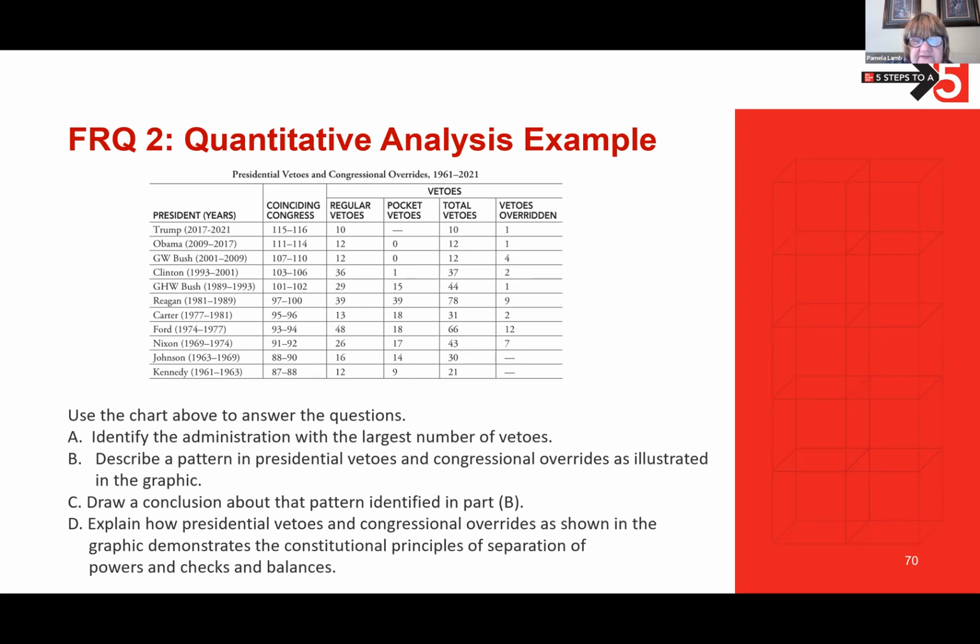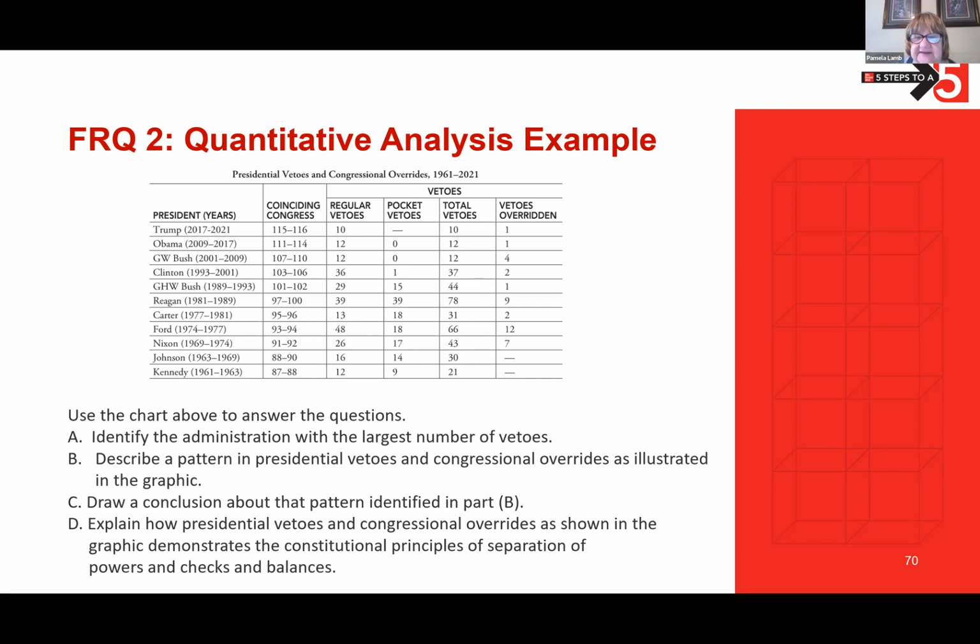I think you could have made a case for the fact that Congress overrides presidential vetoes a small percentage of the time. That could have been an acceptable answer also. And then if you'd have chosen that one in Part B, then you'd have to do a conclusion about why there are so few overrides. Does that answer the question? So in answering Part B, you have to mention both the vetoes pattern and the overrides pattern.